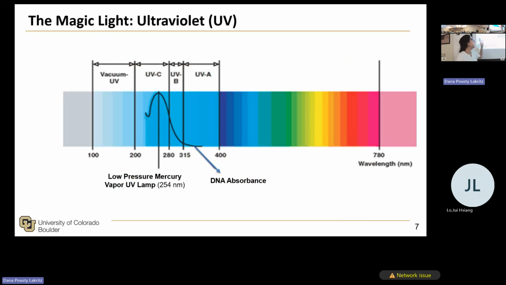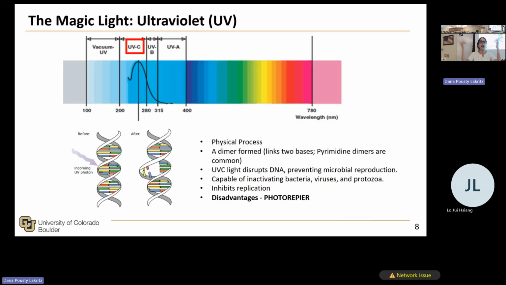So as you can see here, we have the UVC, UVB, and UVA range, and we have also the DNA absorbance. The DNA of every living microorganism can absorb the light, and the peak is in the UVC range, which is almost the peak of the mercury vapor lamp. So this is why those lamps are very popular. So what happens here? The DNA absorbs the light.